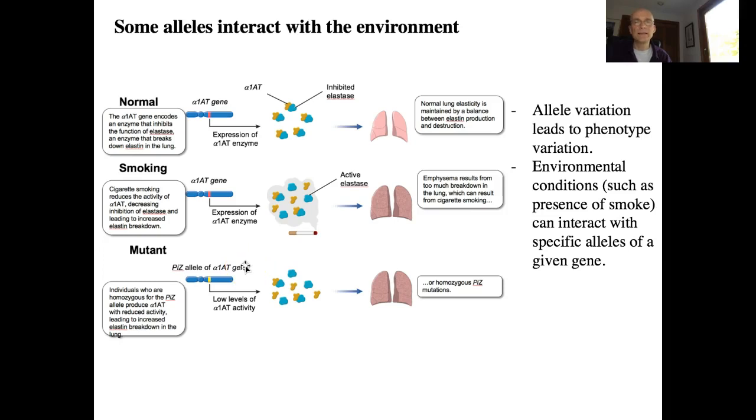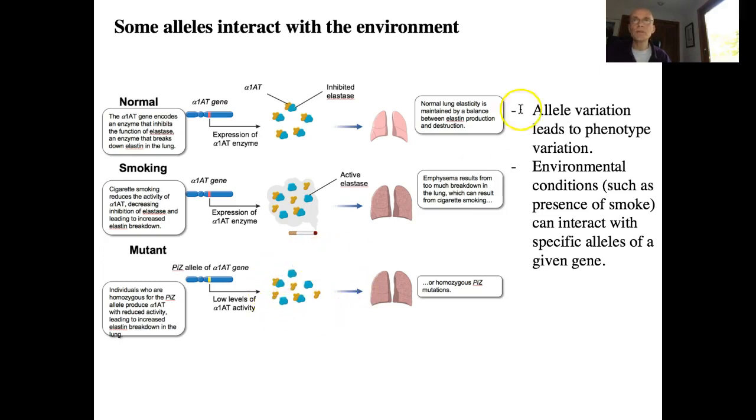Well, that PiZ allele also produces a condition where individuals who are homozygous, that means they have 2 copies of that, for this PiZ allele, produce alpha-1 AT with reduced activity, leading to increased elastin breakdown in the lung. And so that can also lead to emphysema. So it turns out if you have this particular allele and the environment is conducive for this allele to be particularly detrimental, then that becomes even more problematic for the organism, for the human in this case.